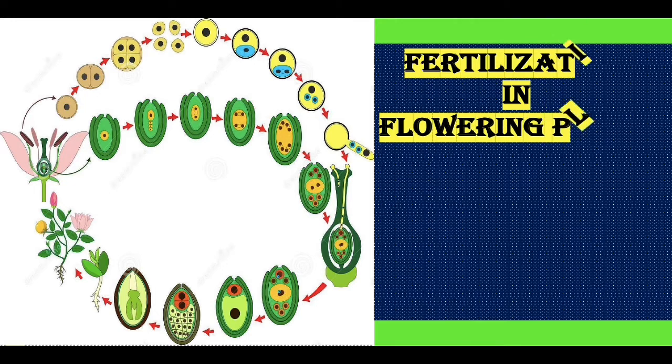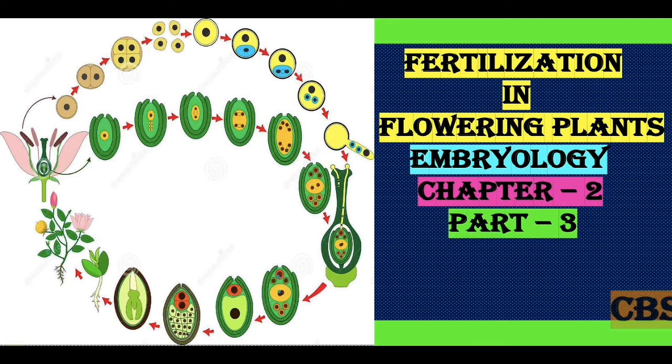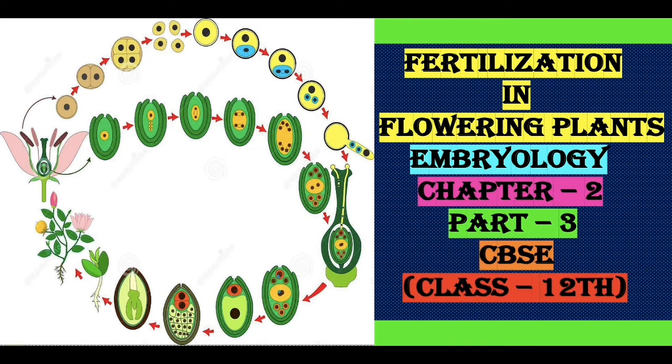This is the third video in the series of reproduction. Today our topic is fertilization in the flowering plants. Before this, we discussed the site of sexual reproduction and the formation of male and female gametes in the flowering plants. This video is from chapter 2 of CBSE class 12th. Now, let's start the topic, that is the second portion of chapter 2.